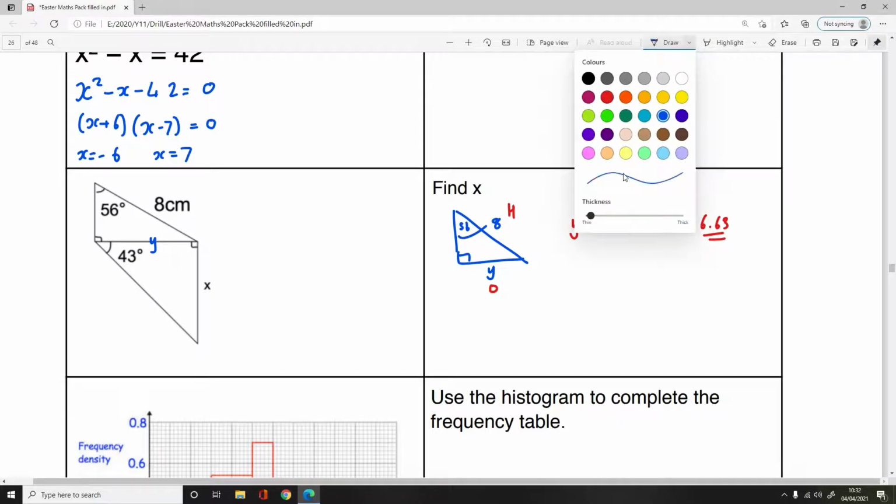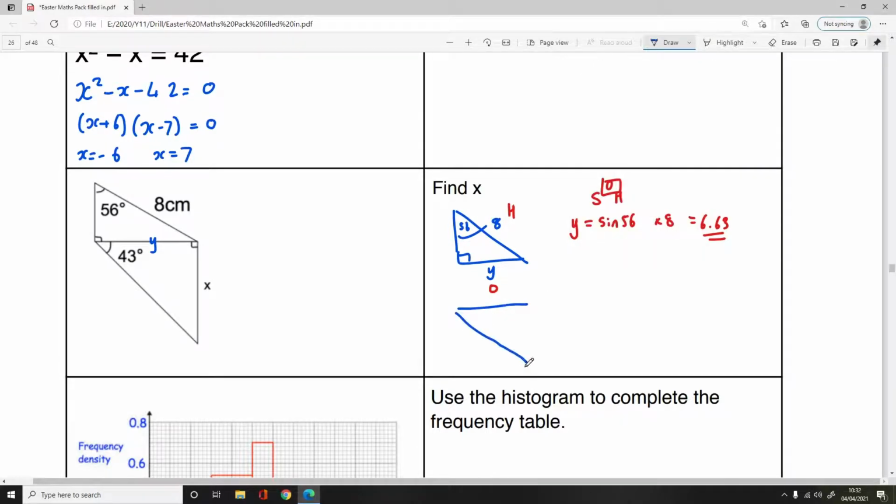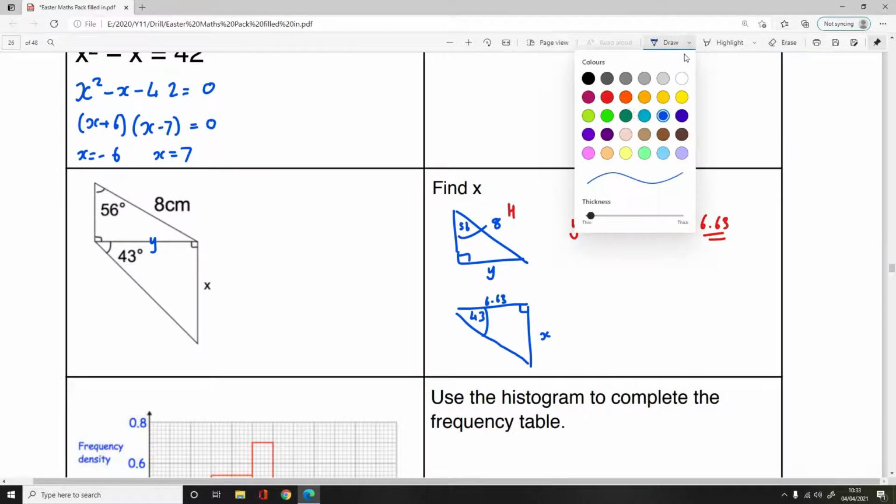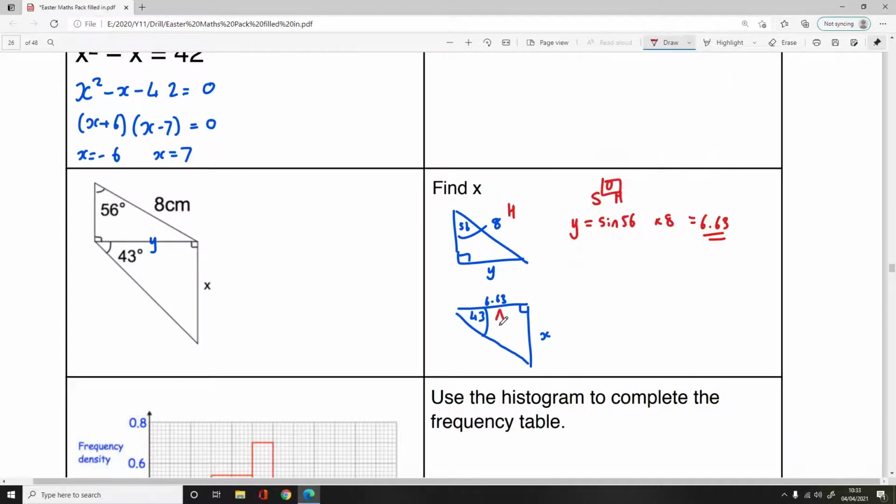Okay, now we've got that, we can plug it into the bottom triangle. We've got 43, we've got x that we're trying to find, and we've got 6.63 that we know. Again, label them up. So this will now be the adjacent side. x is the opposite that we're after, so it's going to be TOA. We're trying to find the opposite again, so that's going to be a multiplication. So x is tan 43 times 6.63. This gives us 6.18. Units are centimetres.